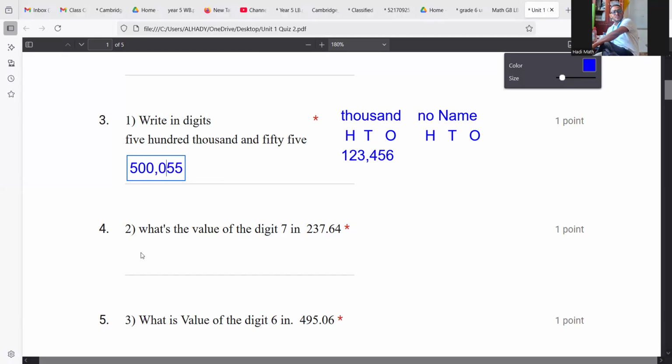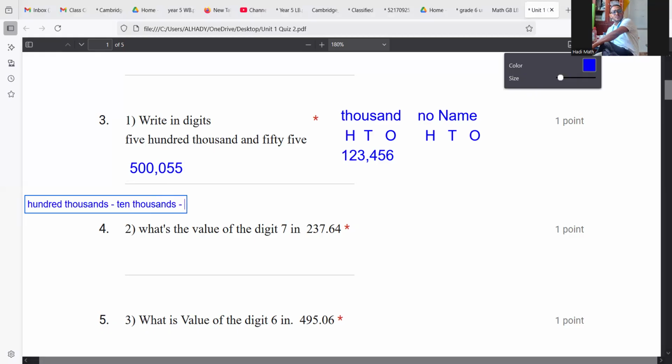Let's go to question 2. Let's see what the value of the digit 7 is in this number. Also regarding the place value, as I've told you before, as you are a student in grade 5, the following place values are required for you. One of them is 100,000, then 10,000, which is the greatest place value required.